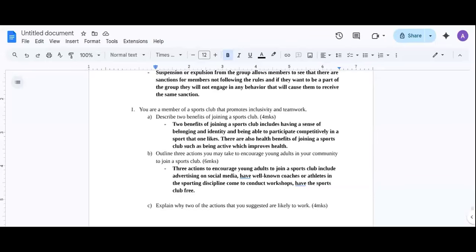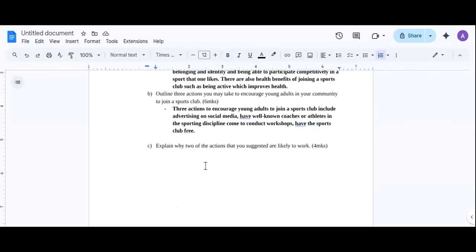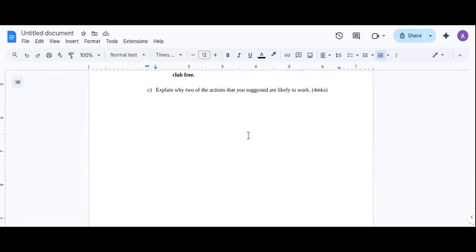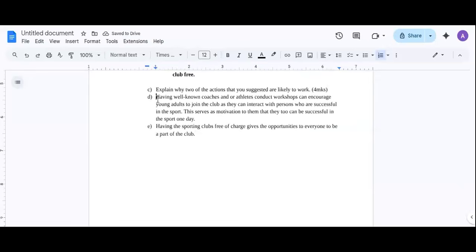The sports club being free would encourage young adults in the community, because these are young adults, they don't have enough money to pay for certain things. So it being free would allow them to come without having to pay. Good. Very good.